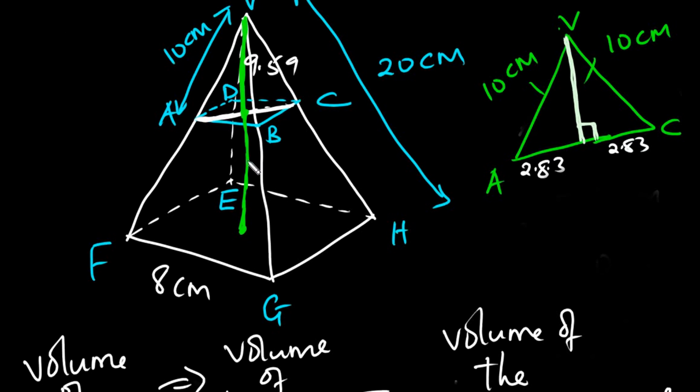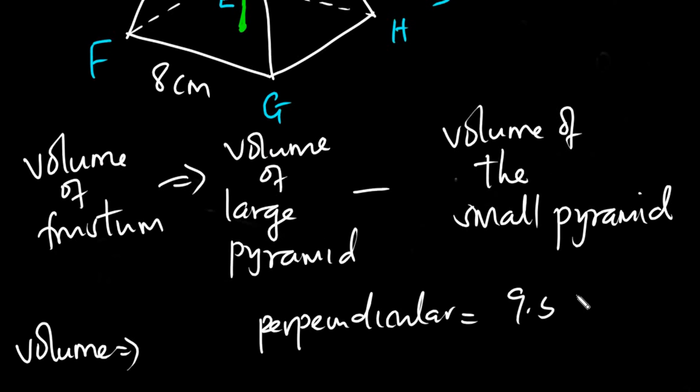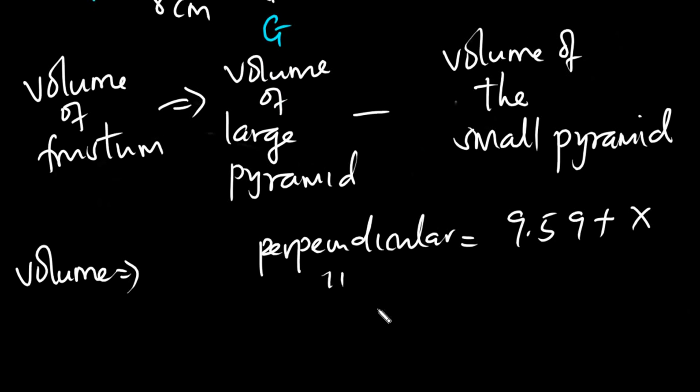And then let's name the remaining height as x centimeters, from here to the bottom here. So in terms of x, the perpendicular height of this big cone is going to be 9.59 plus x. And then we know the perpendicular height of the small cone.